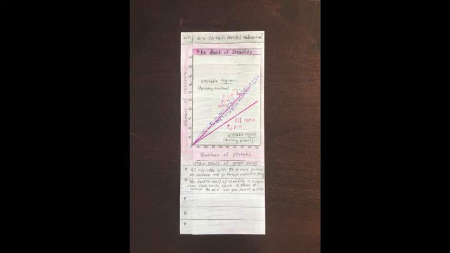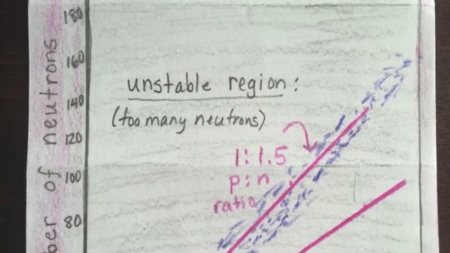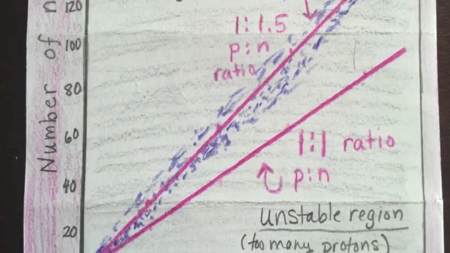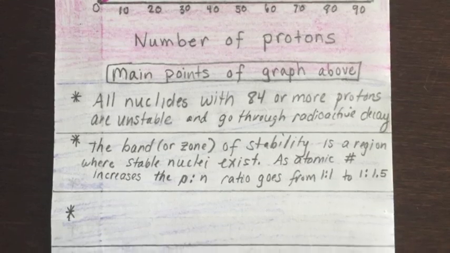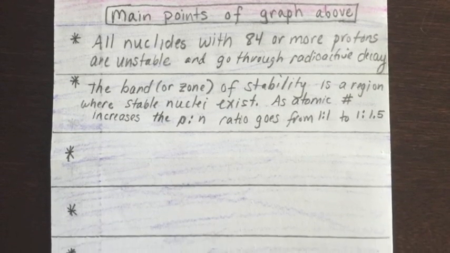On the back, draw out your band of stability graph, making sure that you label all the axes, the lines, and the band of stability. Make sure you also label the unstable regions, and include 5 main points. Here I've listed 2.